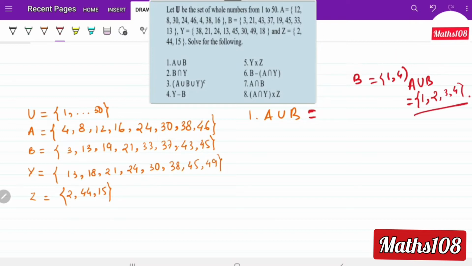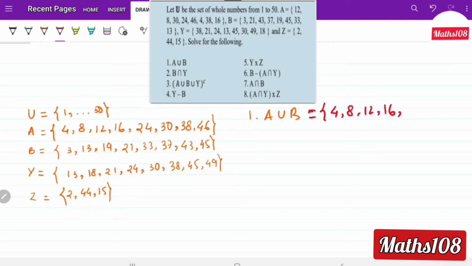So likewise, we need to write all the elements of A and B, writing only once for the common term. So we need to check, is there any common term between A and B? 4, not 8, not 12, not 16, not 24, not 30, not 38, no 46. So there is no common term. So we need to write all the elements of A and B.